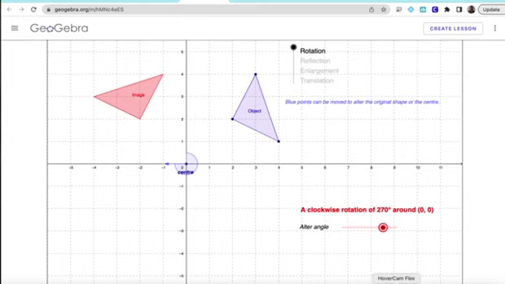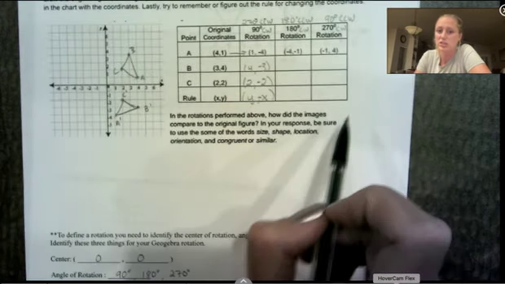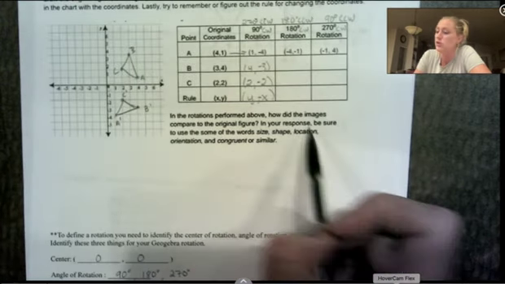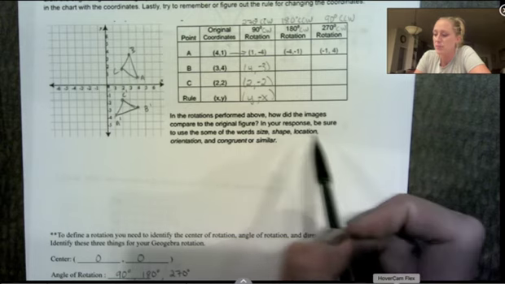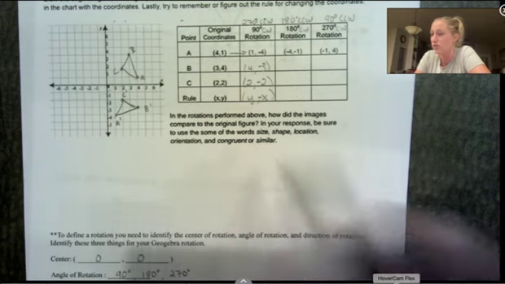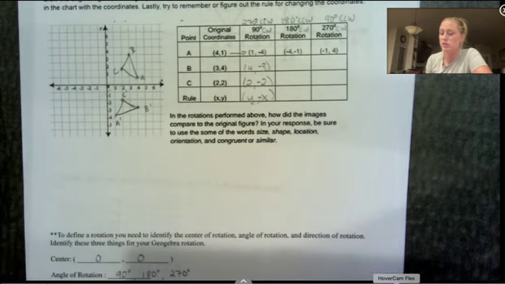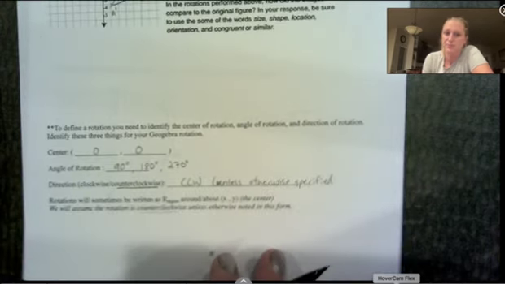Then there is a question here that says, in the rotations, how do the images compare? Use words like size, shape, location, orientation, congruent, or similar. So see if you can fit some of those words into your answer. And then I'm going to talk about this bottom section here.